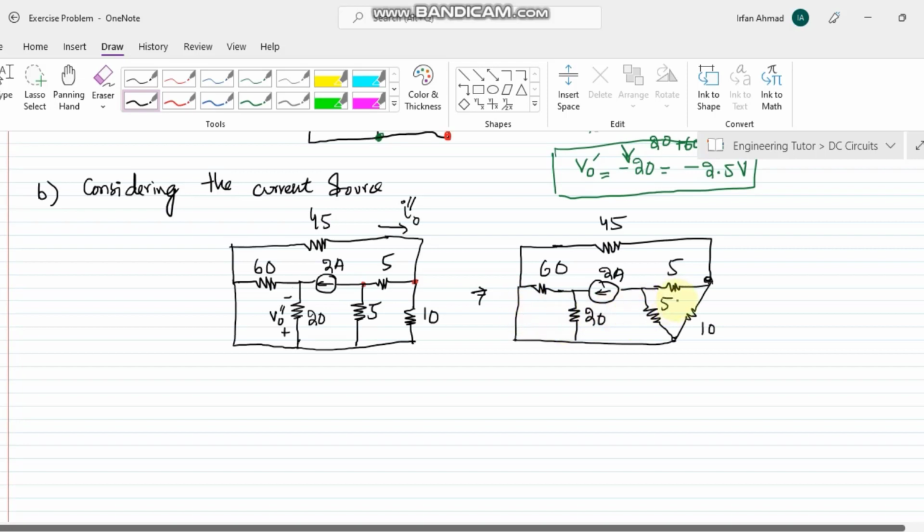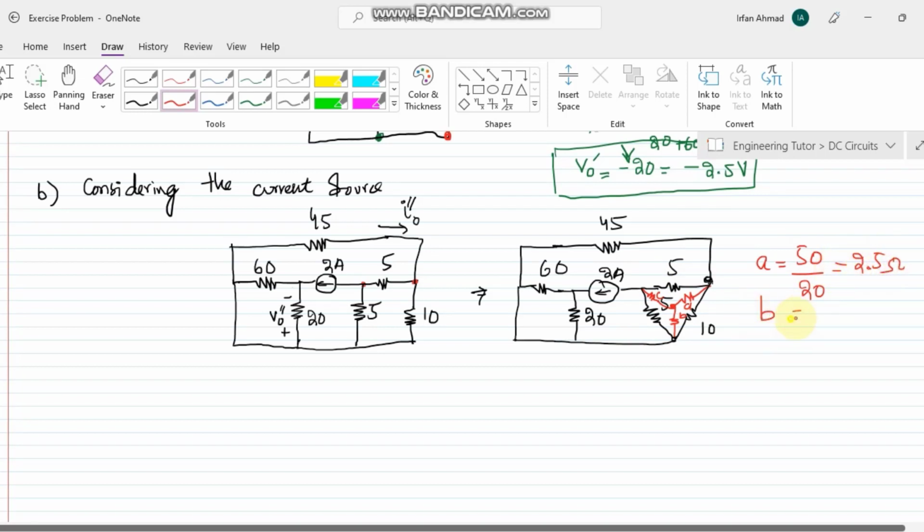So now converting this delta circuit into the star circuit, this will be the case, and here let me call it A, this is B, and this is C. So the value of A will be equal to the product of the 2 resistors, so that would be 50 divided by the summation of 10 plus 10, 5 and 5, and that would be 20. So here we will have 2.5 ohm.